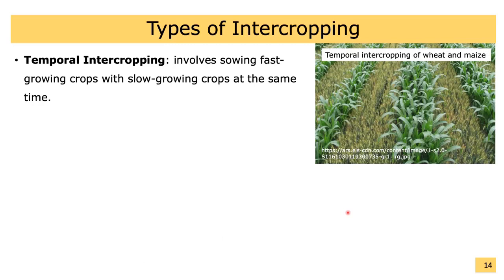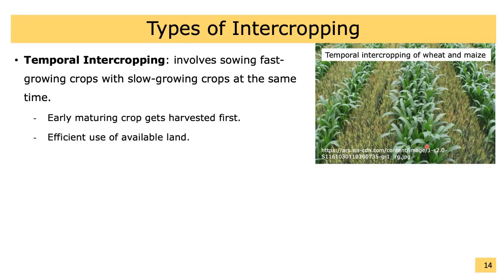Third type of intercropping is called temporal intercropping. It involves sowing fast-growing crops with slow-growing crops at the same time. Here is an example of temporal intercropping of wheat and maize. In temporal intercropping, early maturing crop gets harvested first, and there is efficient use of available land. Temporal intercropping avoids crops competing for available resources.